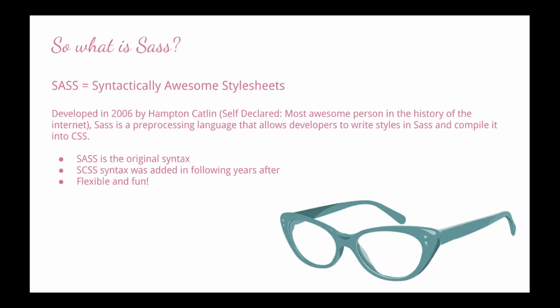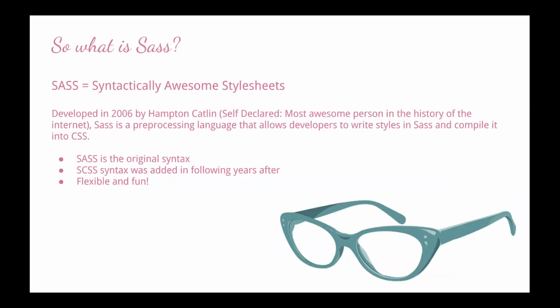So Sass is a pre-processing language that allows developers to write their styles in Sass, and then they can compile it into CSS. Sass was the original syntax. In later years, SCSS was then added. And it's flexible and it's fun. I can't stress just how fun it is.